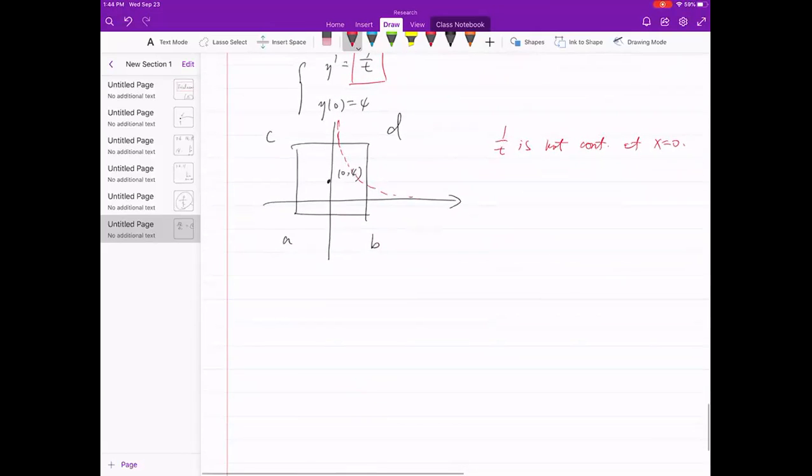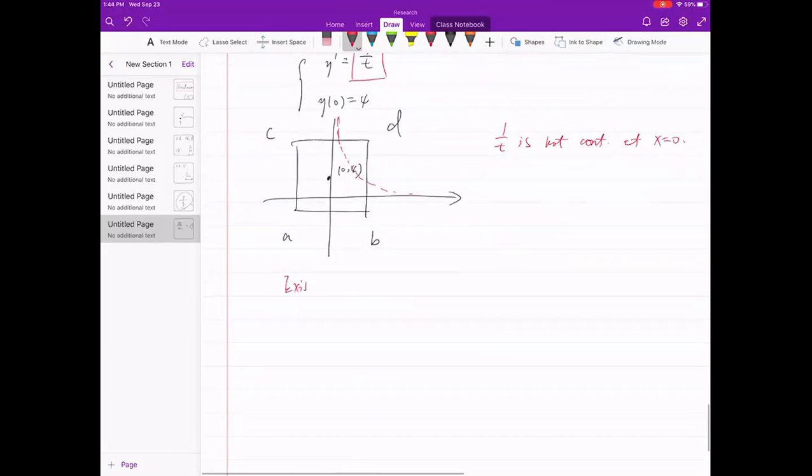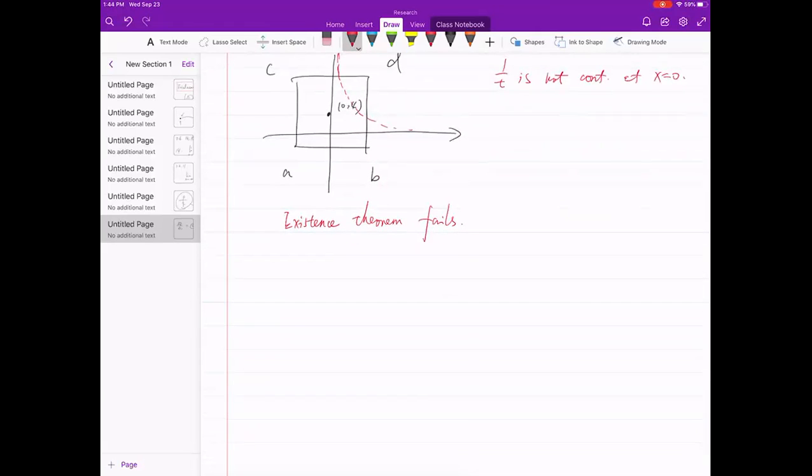Keep in mind though, this basically tells you the existence theorem fails. That means you are not guaranteed to have a solution. Does it mean that there's no solution? Think about it. Be careful here. Existence theorem fails. Does it mean that there's no solution? Not really. It just means we are not guaranteed to have a solution. It's still possible. So it's sad, but this is only a warning. This doesn't tell you to give up. But at least you got a warning.